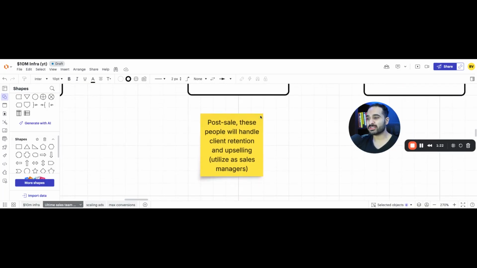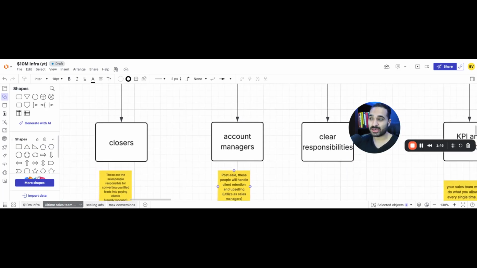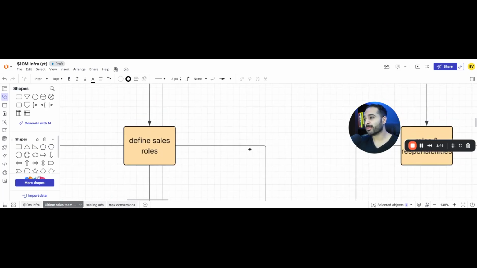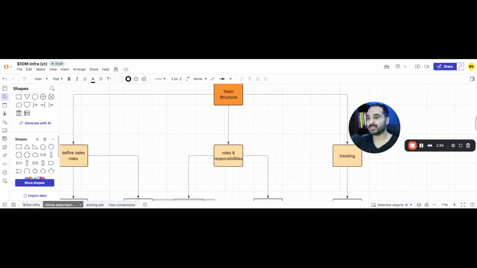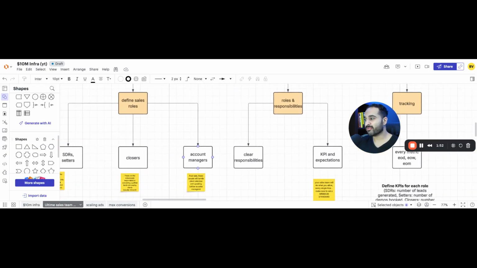In some scenarios, you can do a mix of inbound and outbound. And then you have account managers. This is post sale. If you have like a recurring service that you sell that is, I don't know, 3-5K a month recurring for 12 months, these people will handle the retention and the client experience. You can also utilize them as sales managers, but they can also act as CSMs, customer success managers, because their goal is to make sure that client stays with you as long as possible, paying you X amount on a monthly basis, right? So that's defining the roles.